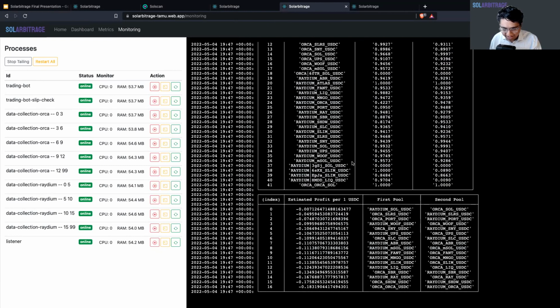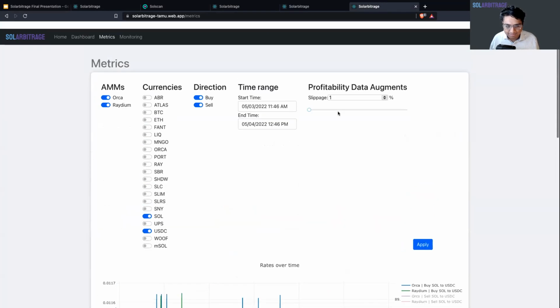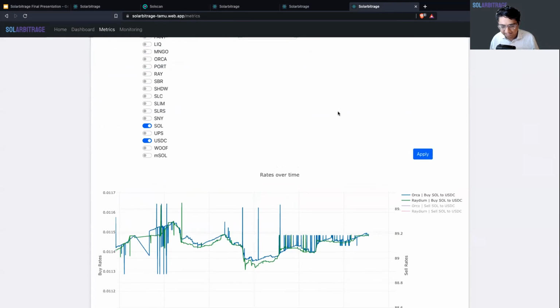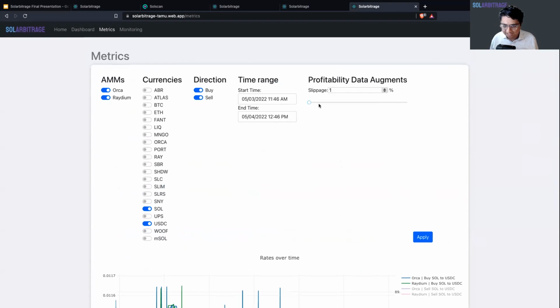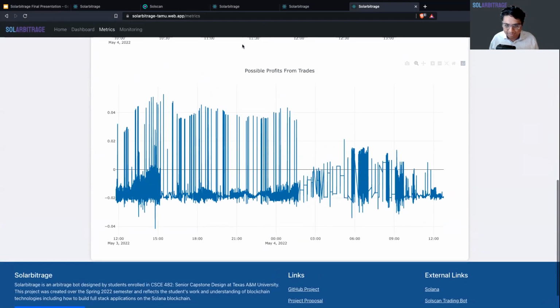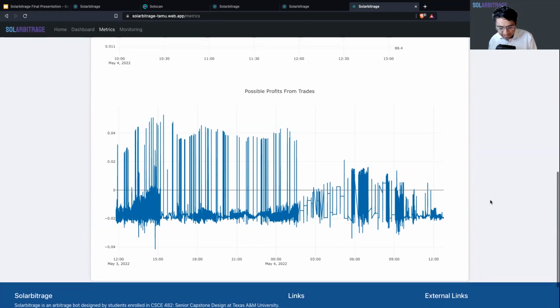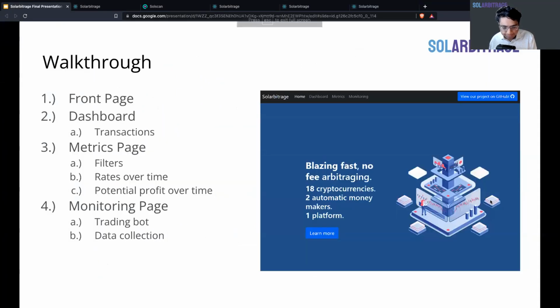So this is the trading bot logs that are going through right now, and you can see the estimated profit per $1 for each of the routes. Right now, it's not doing anything because none of them are above 0. And then we also have a metrics page, which lets us look at past data and see if there were any missed opportunities. We also have a slippage slider here, which lets us simulate on past data whether things could have been profitable if we did the trade at that point in time. Yeah, so that's it for that demo.